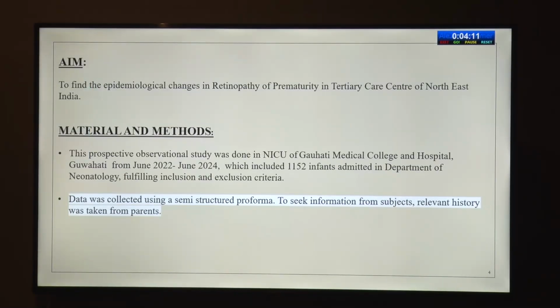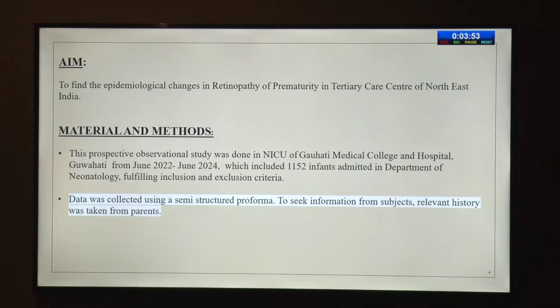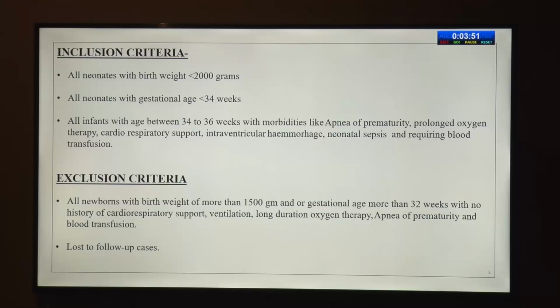The aim of the study was to find out the epidemiological changes in retinopathy of prematurity in a tertiary care center of Northeast India. It was a prospective observational study done in the NICU of Guwahati Medical College and Hospital from June 2022 to 2024, which included 1152 infants admitted in the Department of Neonatology that fulfilled inclusion and exclusion criteria.